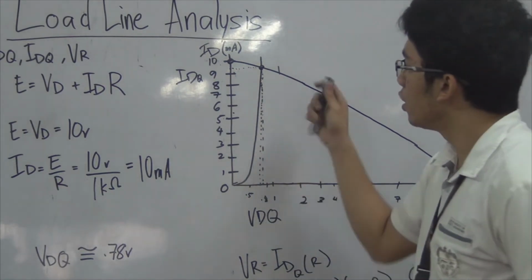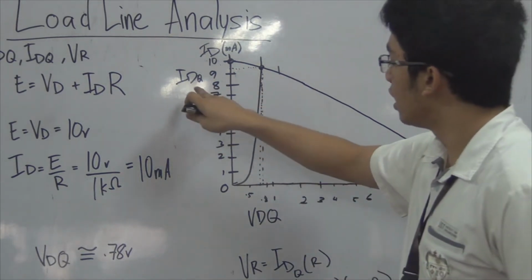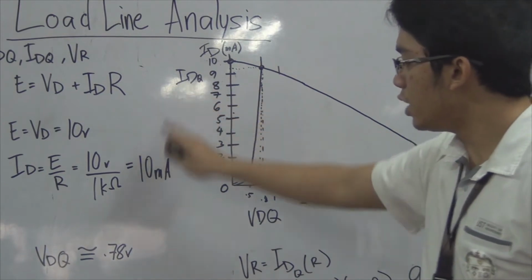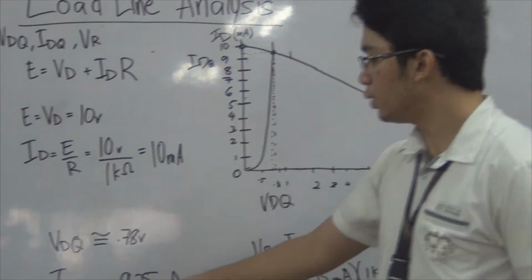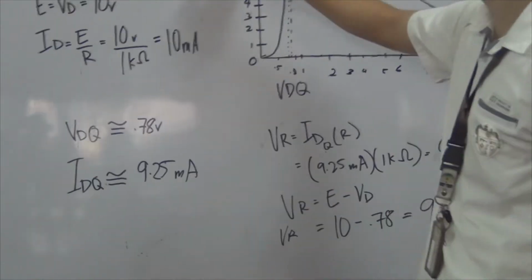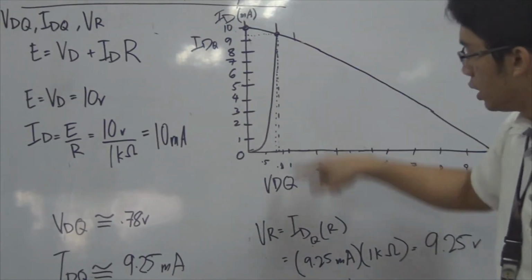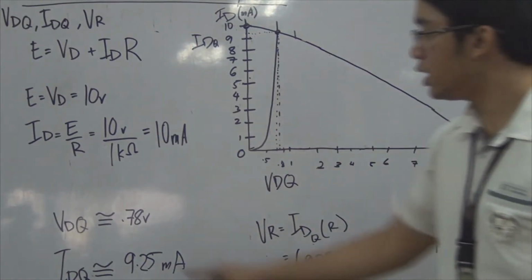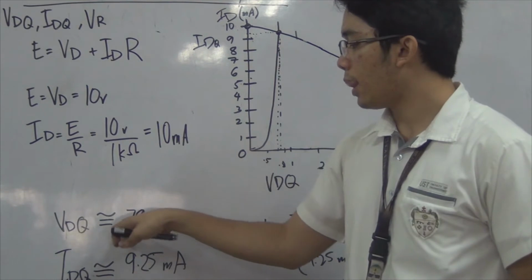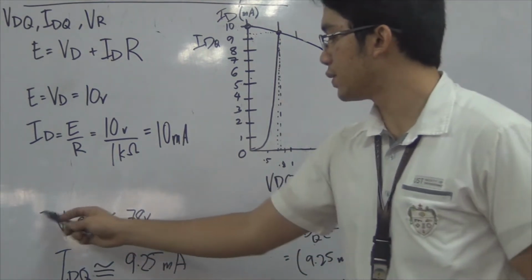With estimation, we can estimate that our IDQ is approximately equal to 9.25 milliamps, and our VDQ is approximately equal to 0.78 volts.